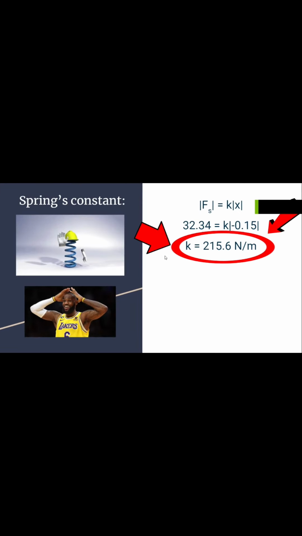All right, now that we found all of that, we can finally find the spring's constant. We plug in the force, which is 32.34. We plug in the position that the spring goes down, which is negative 0.15. Find the absolute value of that. We get that the spring's constant equals 215.6 newtons per meter.